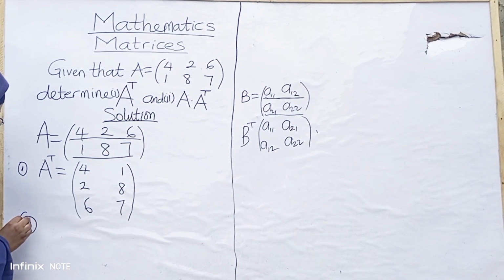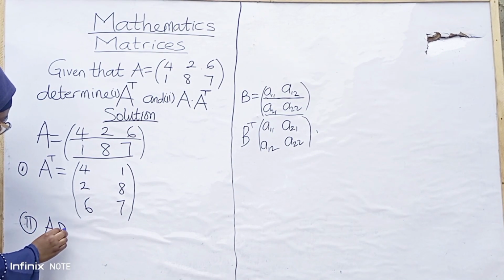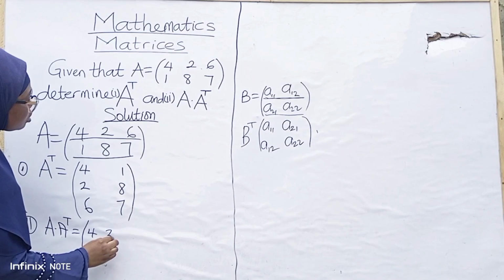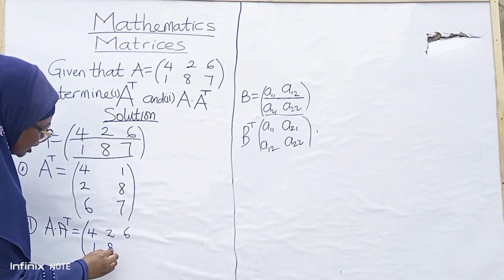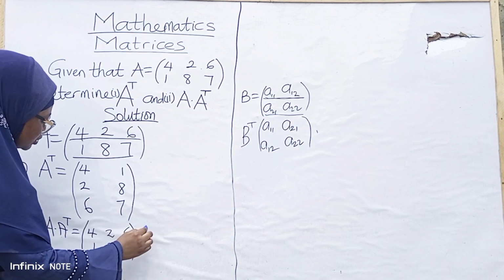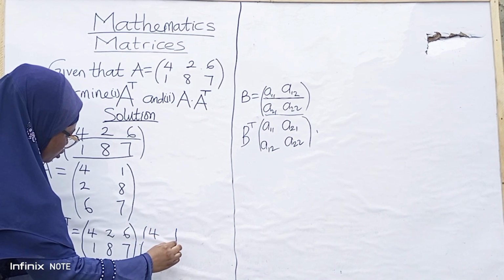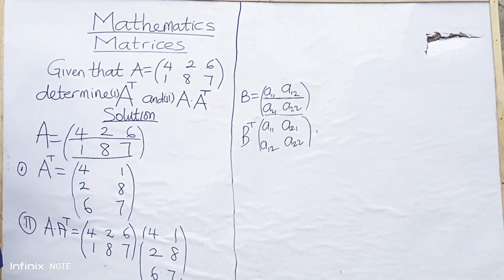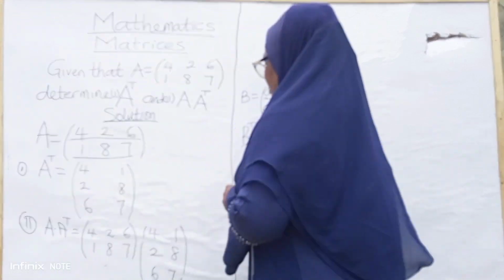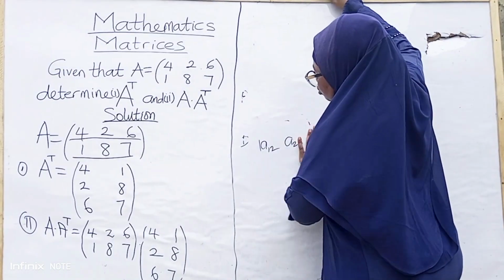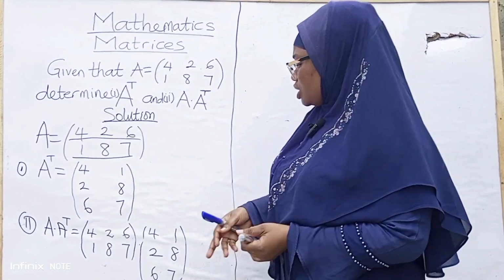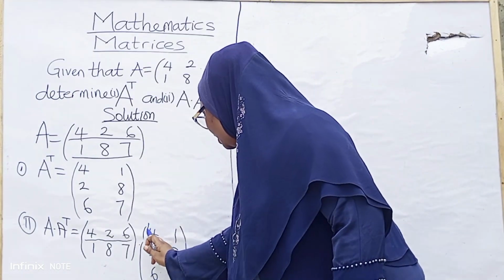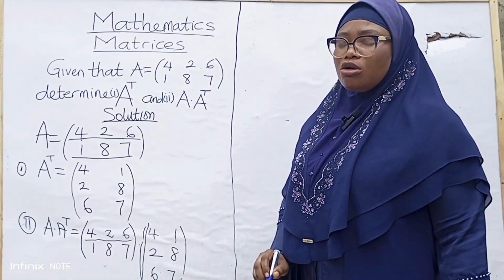So A multiplied by A transpose will be equal to, what is our A? 4, 2, 6, 1, 8, 7, multiplied by A transpose, which is 4, 1, 2, 8, 6, 7. The first thing we are going to do is go to the first row of the first matrix. So here is the first matrix, and its first row is this one. We are multiplying it by the first column of the second matrix.